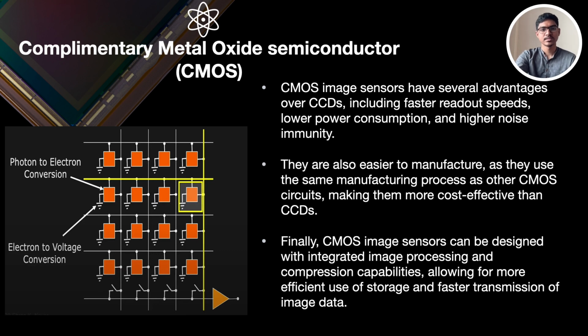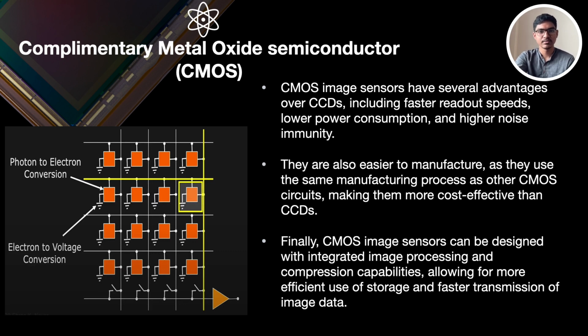This charge is stored in a capacitor located beneath the photodiode. The size of the charge depends on the number of photons that strike the photodiode, which is determined by the brightness of the scene being captured. Once the light has been captured by the pixel, the electrical charges are transferred to the amplifier located on the same chip as the pixel. This amplifier amplifies the signal and sends it to the analog to digital converter.